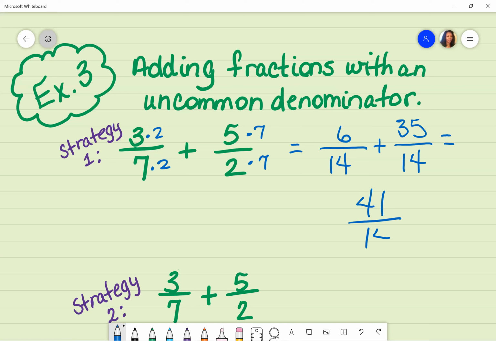Now we cannot, over 14. Okay. Now we cannot simplify or reduce this because there's no number that will get us the equal number. So I can't divide 41 or 14 by the same factor, unless it's 1, and then it will just be itself, right?